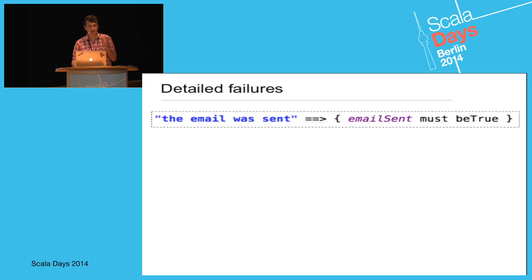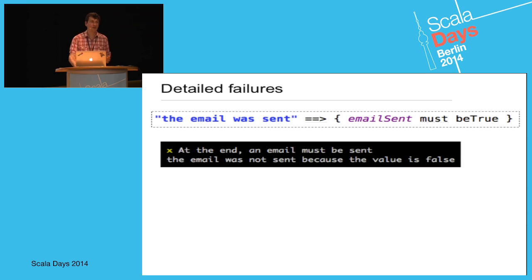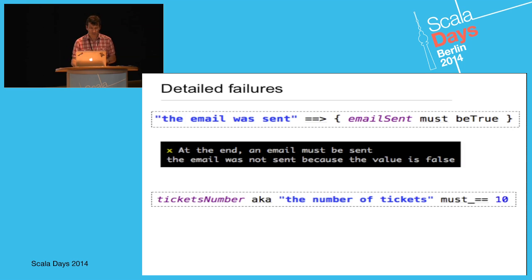The email was sent, and in that case, email sent must be true. And if that's not the case, you will have another sentence being generated. No, the email was not sent because the value is false, or because whatever the matcher returns. And another variation of this is to be able to qualify the actual value that you're matching by giving it a name.